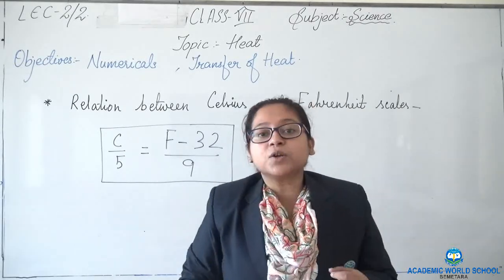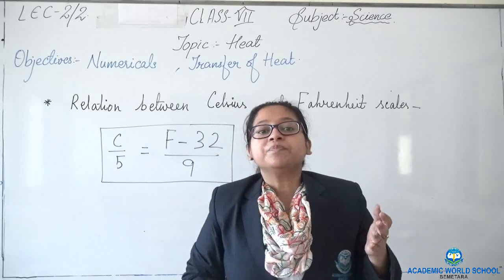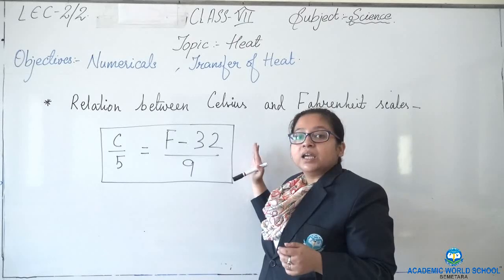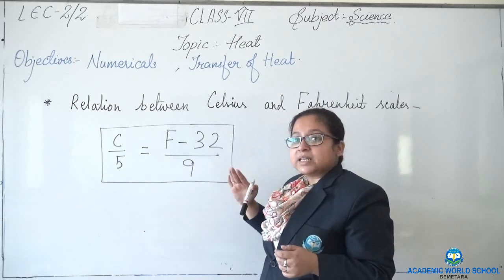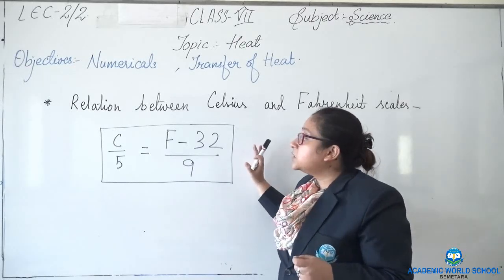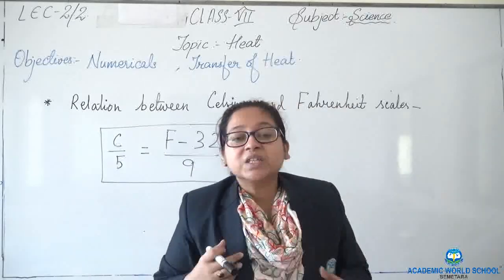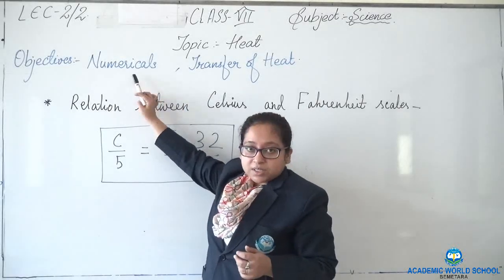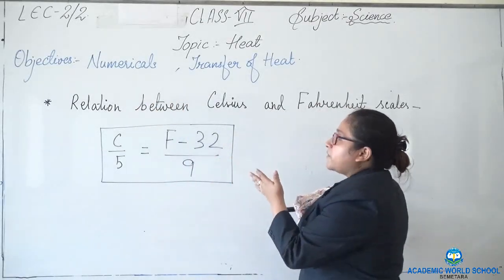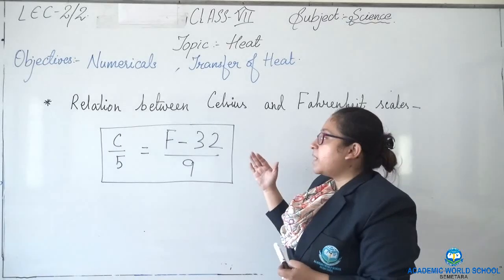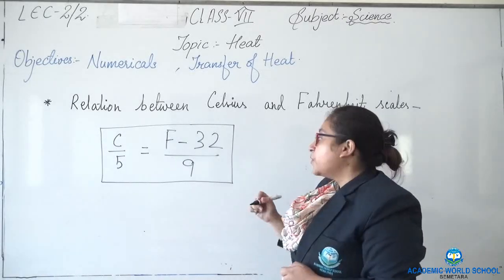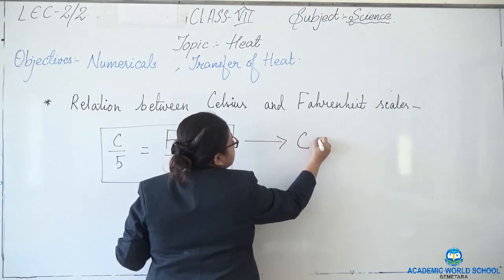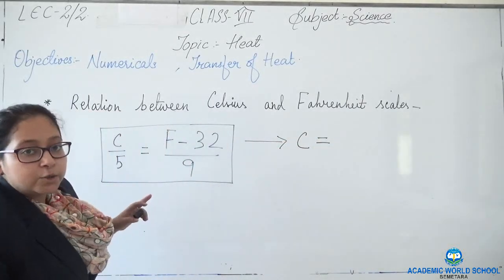So I suggest all of you take out your copy and start taking today's notes, start taking this relation between Celsius and Fahrenheit, and based on this relation we will solve a few sums today. We will start with numericals today. So C by 5 is equal to F minus 32 by 9. From here we can derive the value of C. So what will be my value of C?